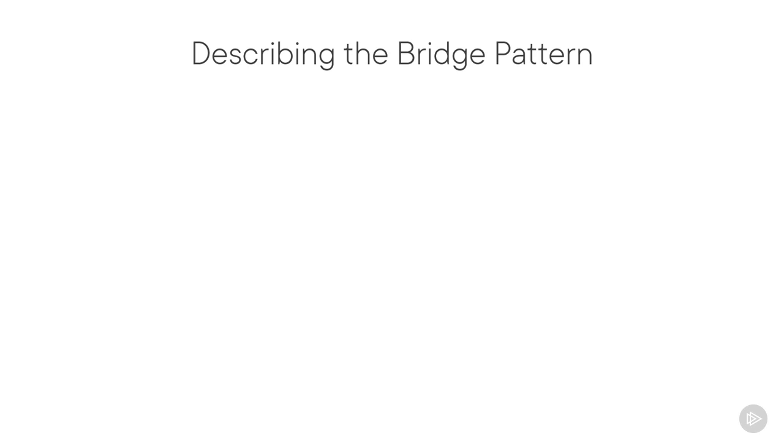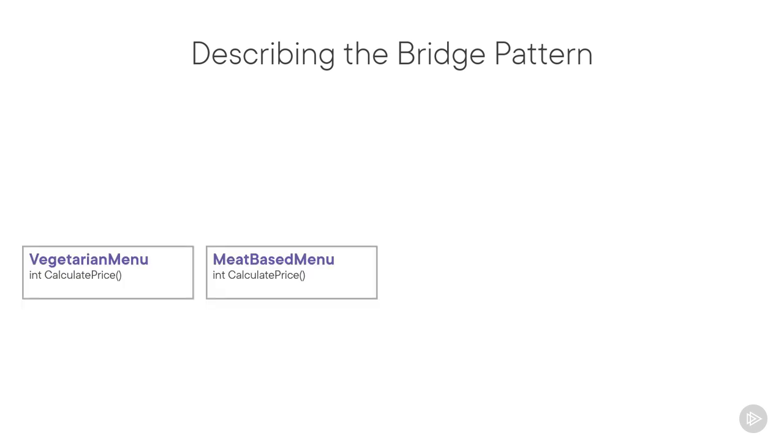We're going to put the abstraction, which is the MeatBasedMenu and VegetarianMenu, i.e. the ones based on the Menu abstract base class, or the IMenu interface, in one hierarchy. The abstract base class contains the definition of CalculatePrice, and MeatBasedMenu and VegetarianMenu implement it.